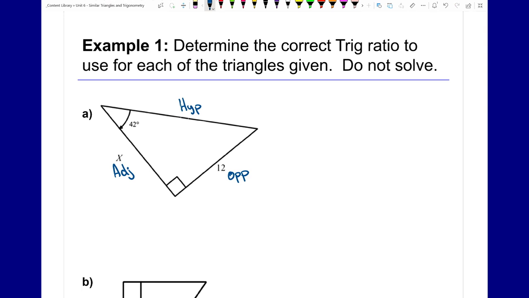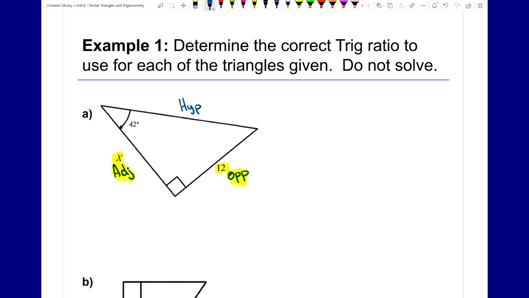Now, as we mentioned before in the previous lessons, you want to highlight what sides you're dealing with. I need to find x, so that means I'm dealing with the adjacent. The other side I'm using is going to be one of the sides that has information. In this case, it's the opposite. I'm not using the hypotenuse because it doesn't give me any information. I'm not trying to solve for it, and I don't know the side length, so I'm not going to be using it.